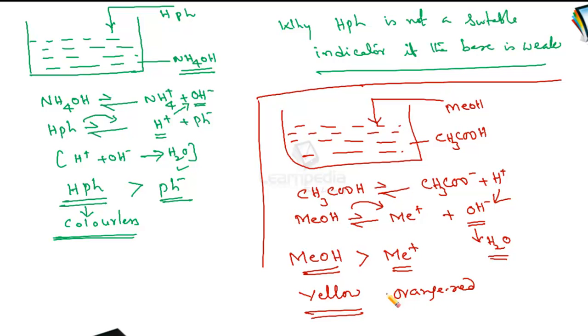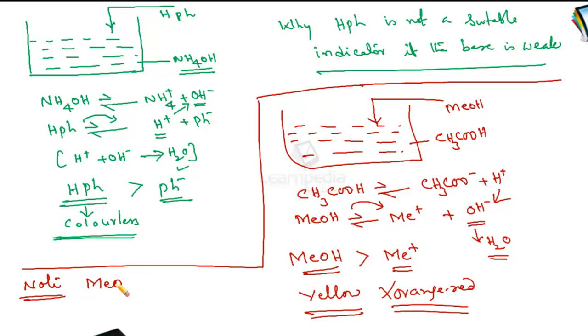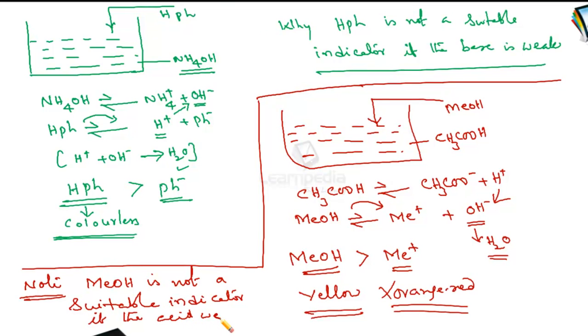So the solution remains yellow rather than expected to be orange or orange red. So there is no change in the color. Thus, methyl orange is not a suitable indicator in the case of weak acid. Note, methyl orange, MeOH, is not a suitable indicator if the acid is weak. So this is very important.